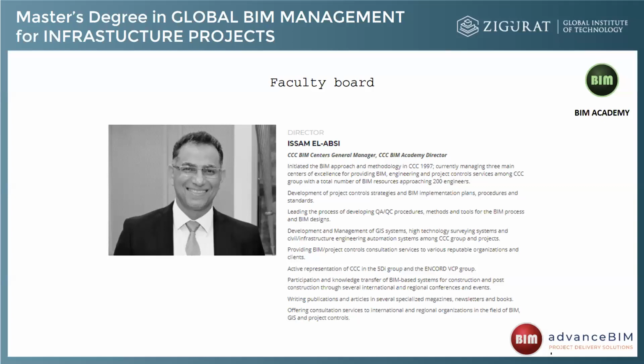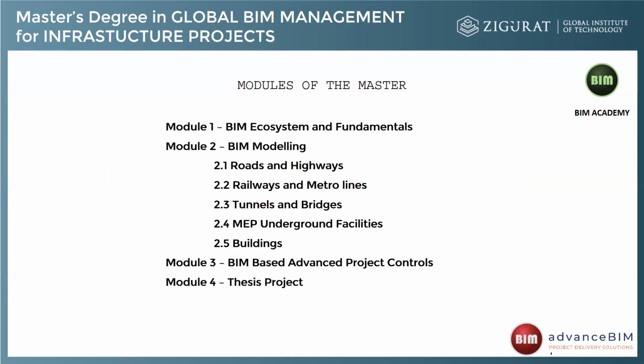The graduate from this online master degree gets a dual degree in BIM and digital construction. This master degree covers mainly 5 different specializations: roads and highways, railways and metro lines, tunnels and bridges, underground or subsurface utilities, and buildings.